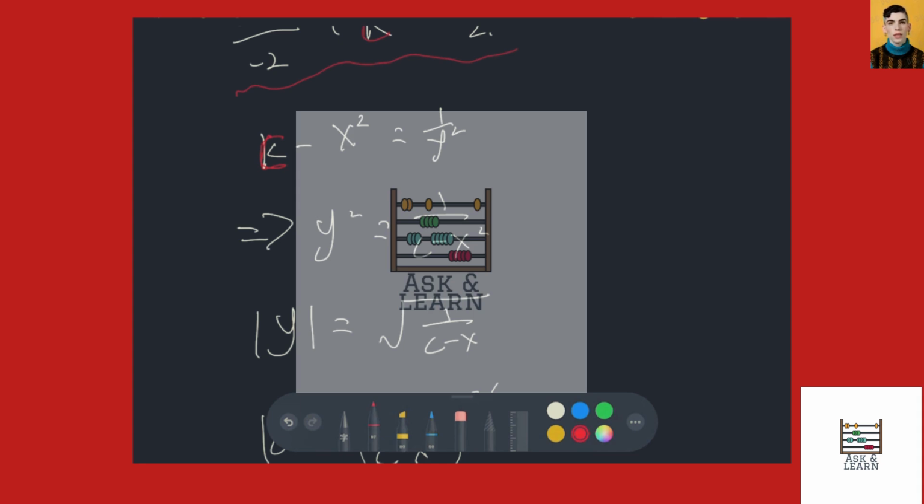Then here we find C. We just need to plug in one point: when x equals 0, y equals 2. So we found C, it's this. And we plug in the solution.